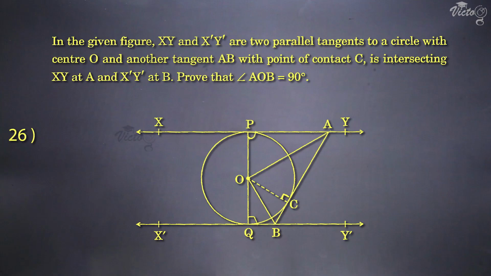Next is question number 26. In the given figure, XY and X'Y' are two parallel tangents to a circle with a center O, and another tangent AB with a point of contact C is intersecting XY at A and X'Y' at B. Prove that angle AOB is equal to 90 degree. The figure is given in the question, so we have to draw the figure.